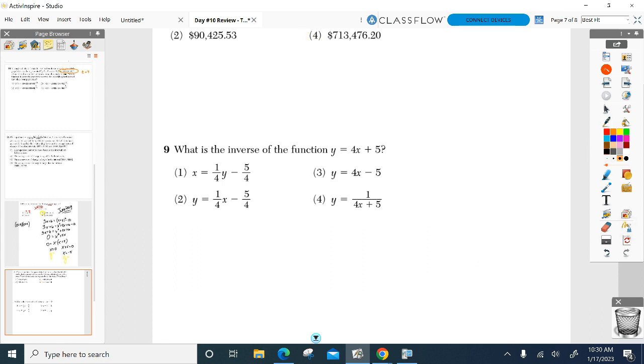Number 9, everybody. I just haven't covered this word yet, that you probably learned last October of your junior year. Inverse.